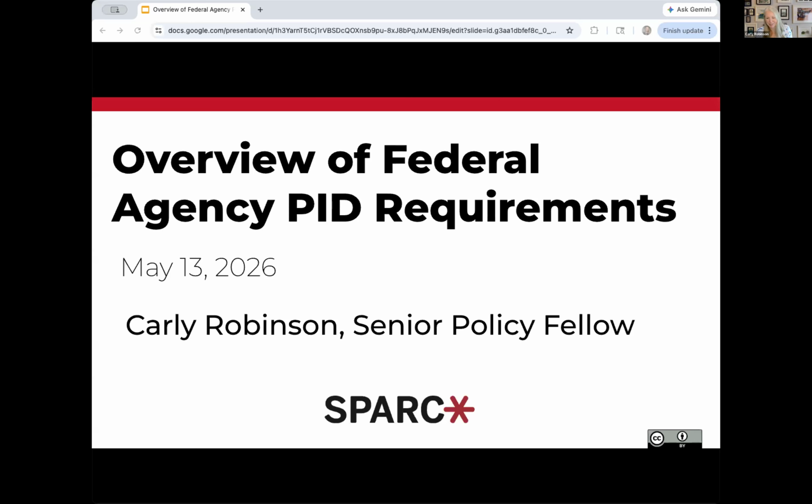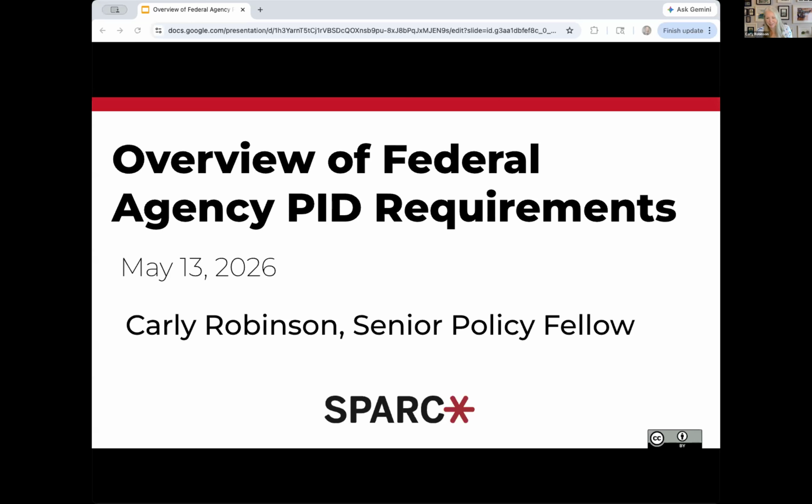The memo also instructs agencies to tell researchers that they need to have a persistent identifier to uniquely identify themselves. So that's that ORCID ID. And also to assign a persistent identifier to intramural and extramural research. As part of that timeline, agencies were supposed to update their public access plans by the end of 2027. Most agencies did that. They submitted them to the White House Office of Science and Technology Policy to be reviewed. And then we had an administration change.